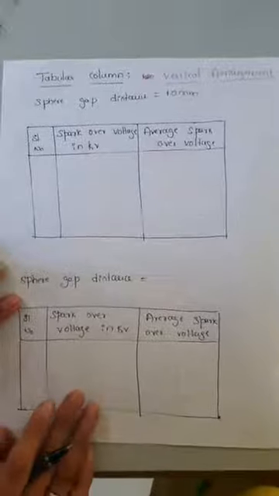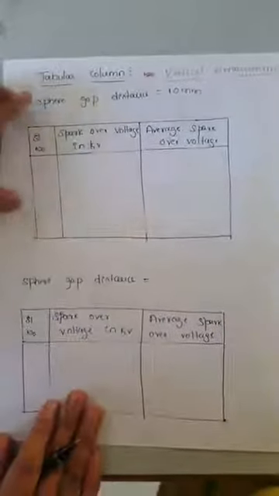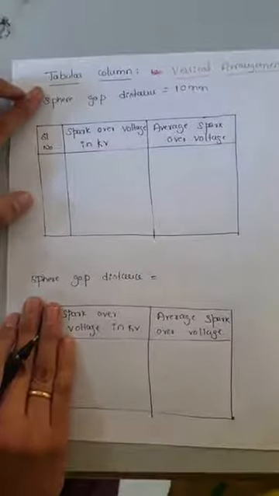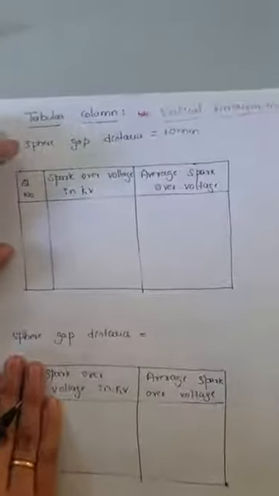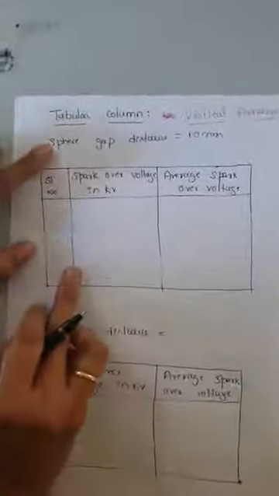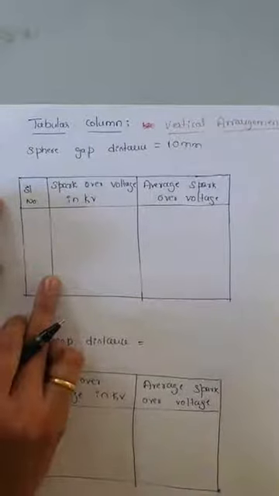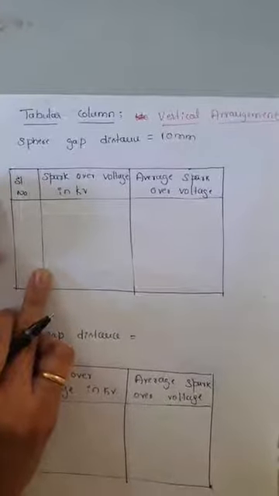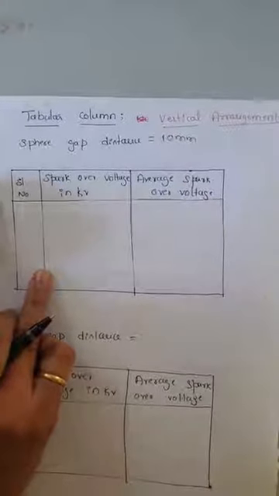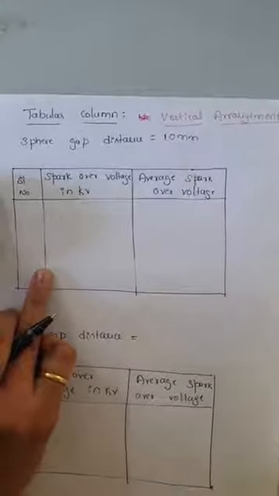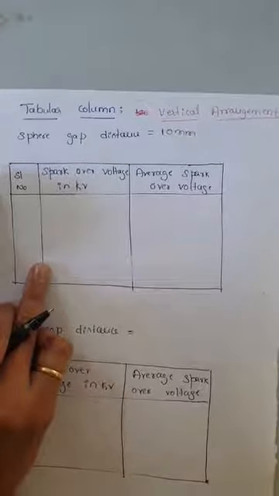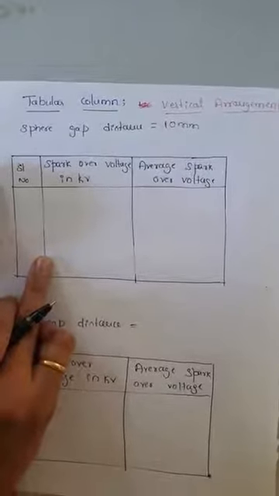Coming to the conduction part, this is the tabular column for the given experiment, that is breakdown strength of air for a high voltage AC. As you have seen in the experimental setup, there are two types of arrangements for conducting the experiment. One is the vertical arrangement using a sphere gap, and the other is the horizontal arrangement using different types of electrodes, such as flat plate and cone shape. These are the different types of electrodes.